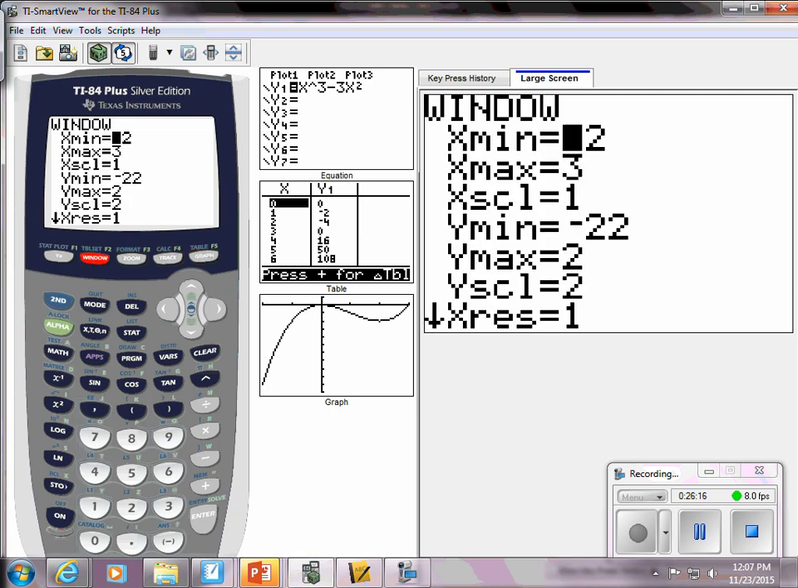I set my x min and max to negative 2 and 3. My y min, I made negative 22. I just went a little below it. Y max 2.